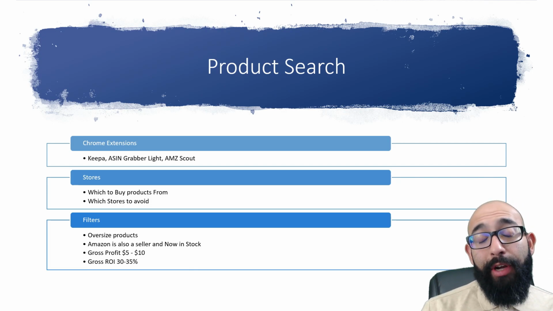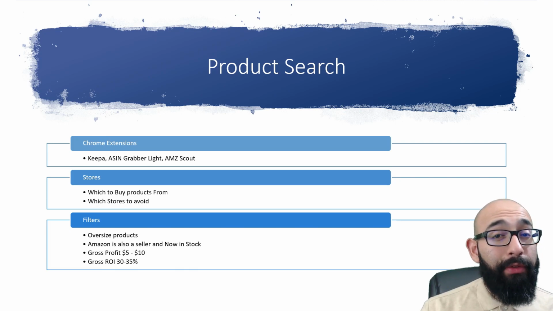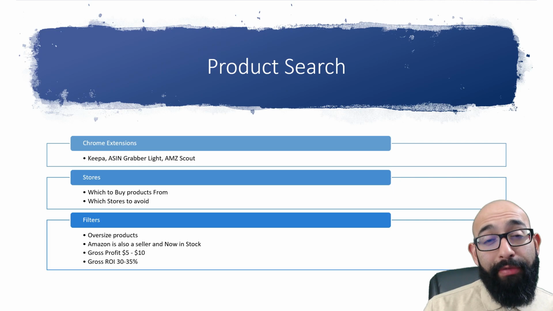The next is profit ROI. Now with profit ROI, this is totally going to depend on your personal preference. When I first started off, I was looking for things that were above $30 profit. It was very hard for me to find that type of product, especially since I was gated in a lot of things.